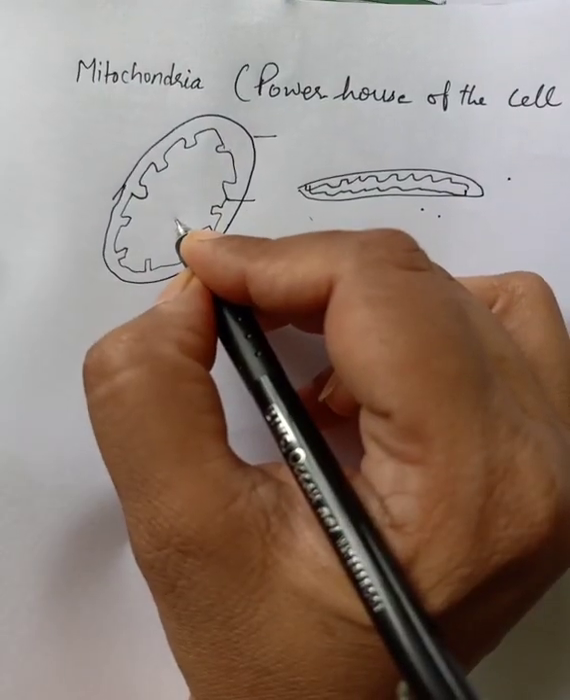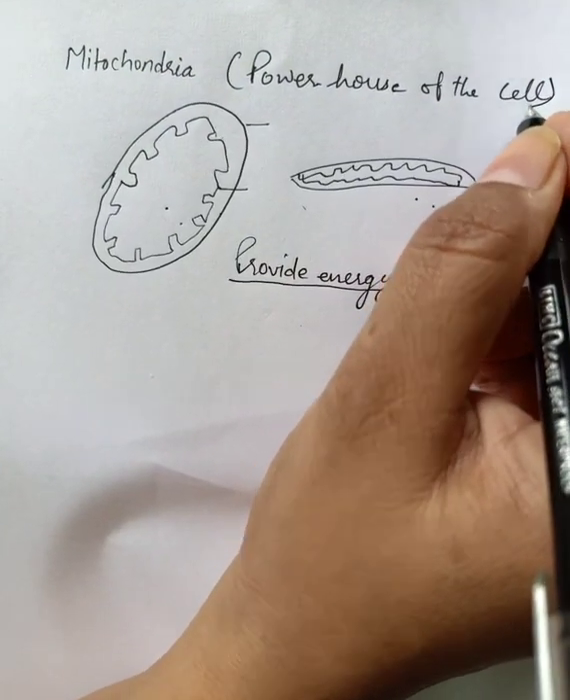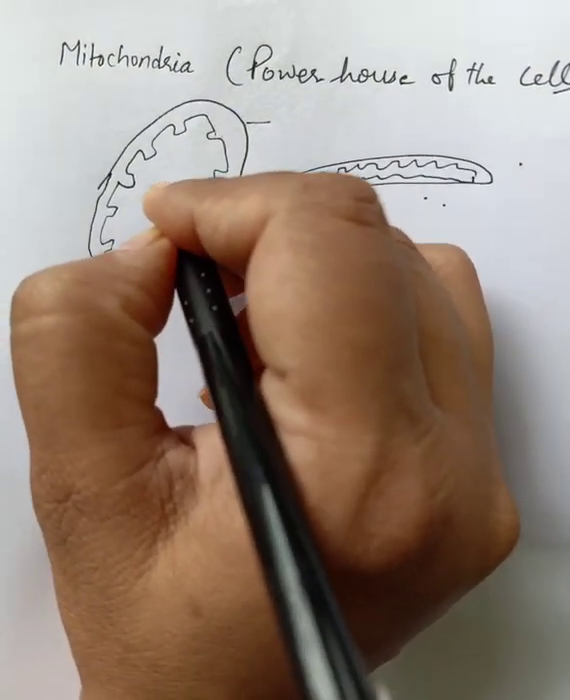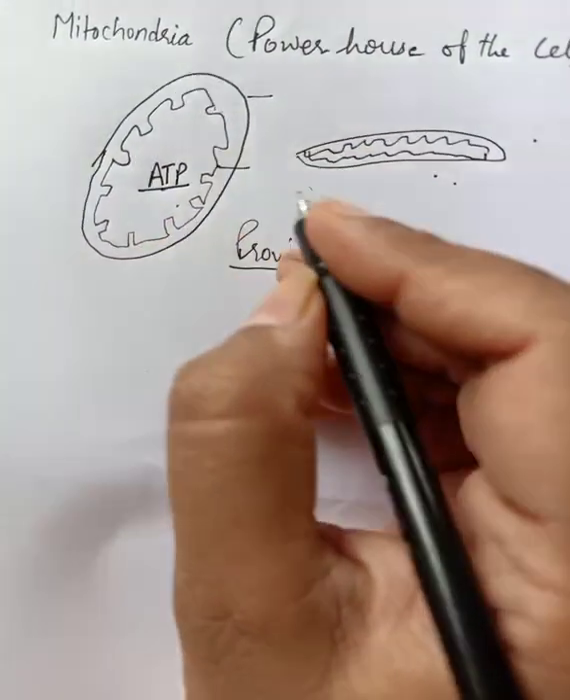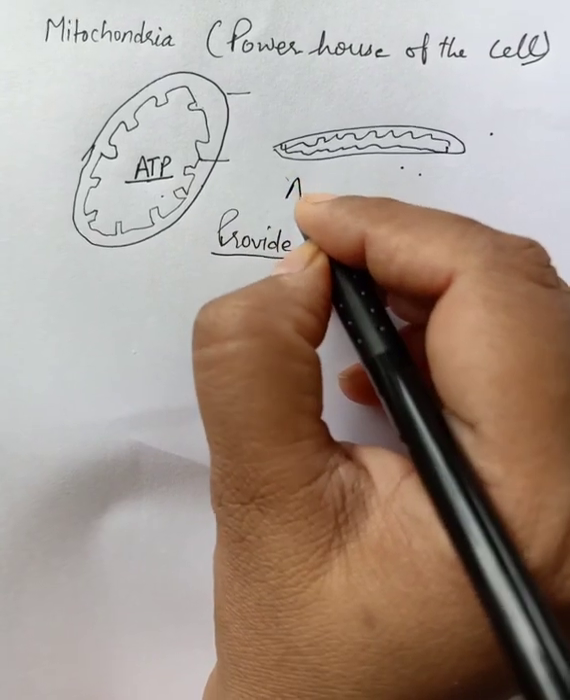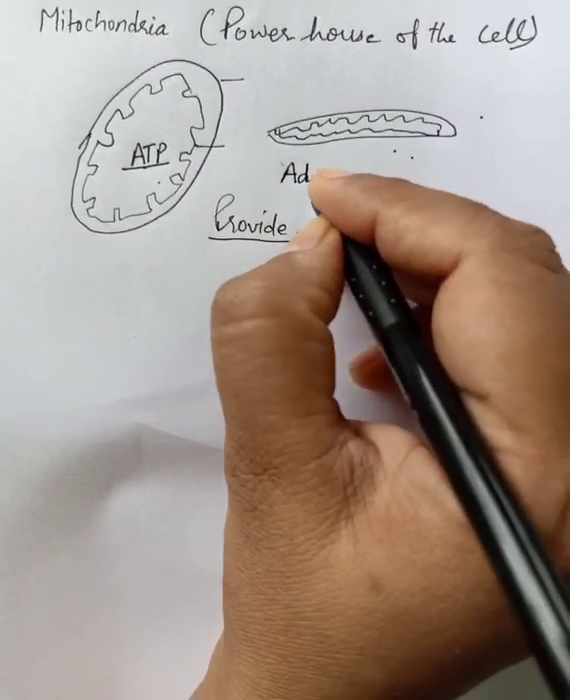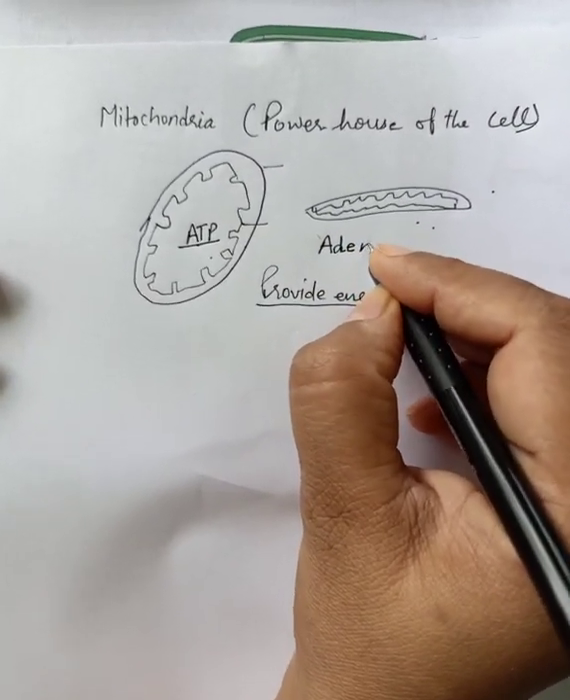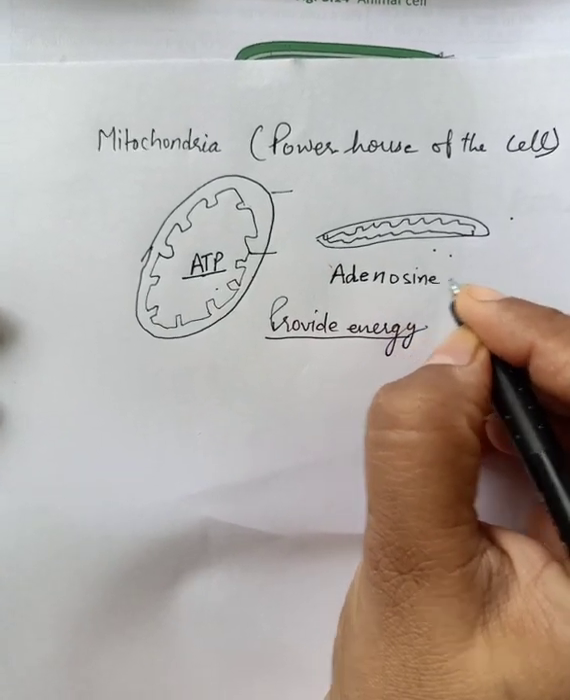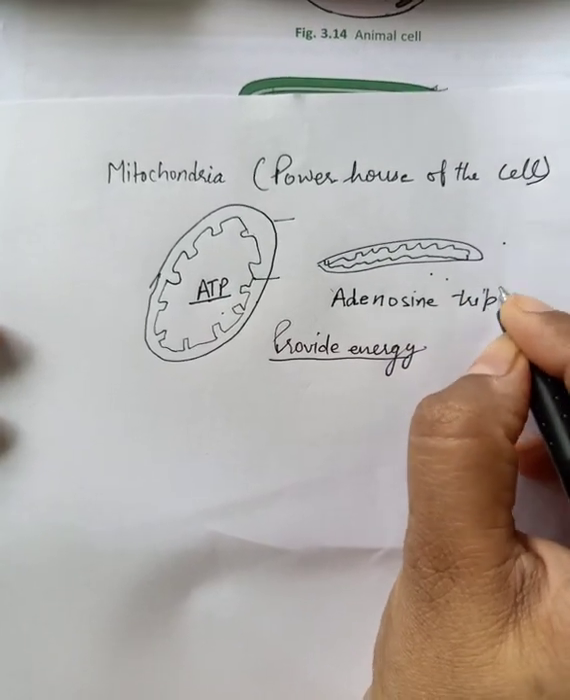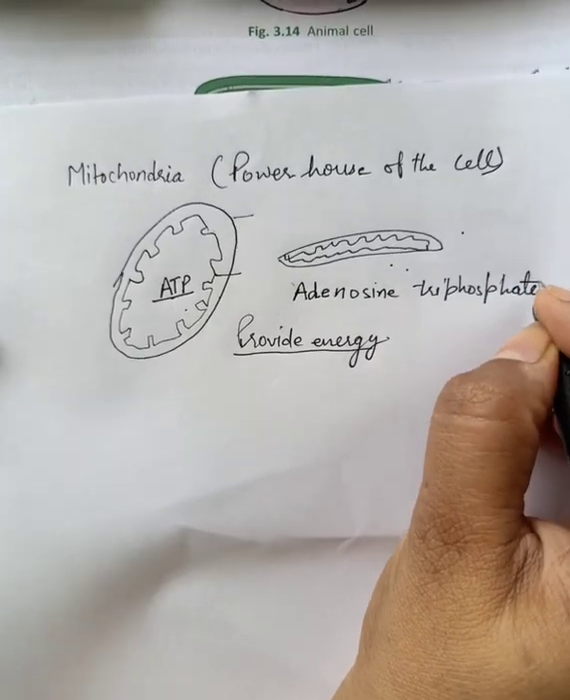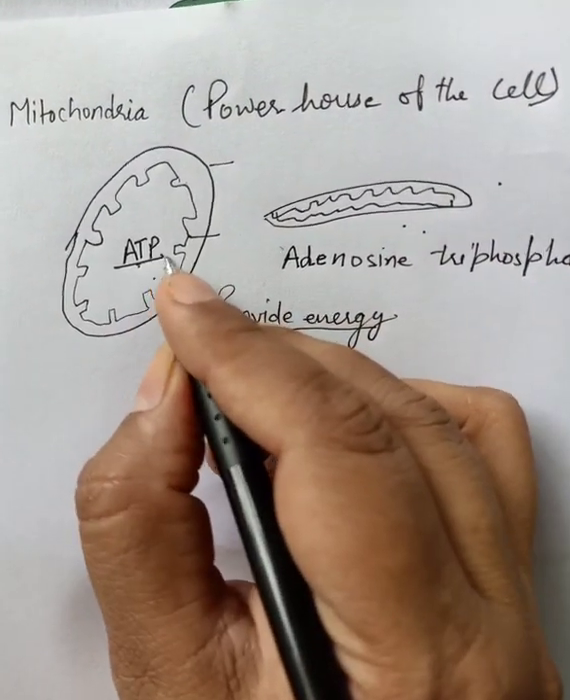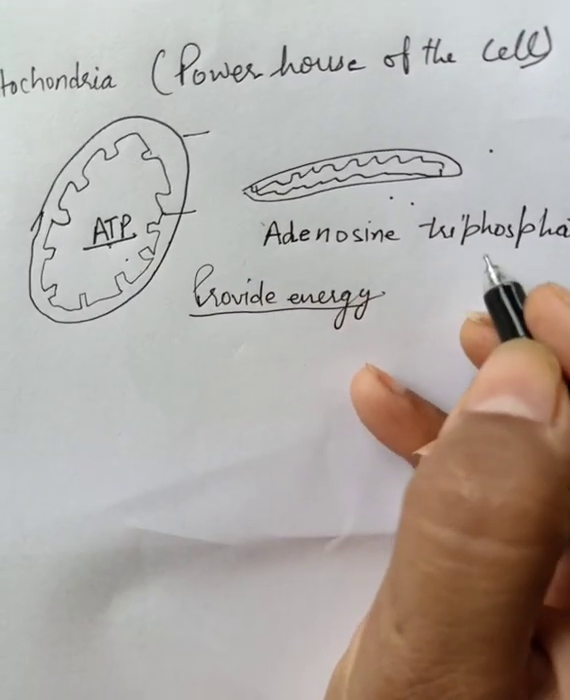Now inside the mitochondria, as I said, it is the powerhouse of the cell. So inside the mitochondria, the energy is stored in the form of ATP. Must be you know the full form of ATP, that is adenosine triphosphate. Very important, children. Try to understand that topic carefully. ATP means adenosine triphosphate.